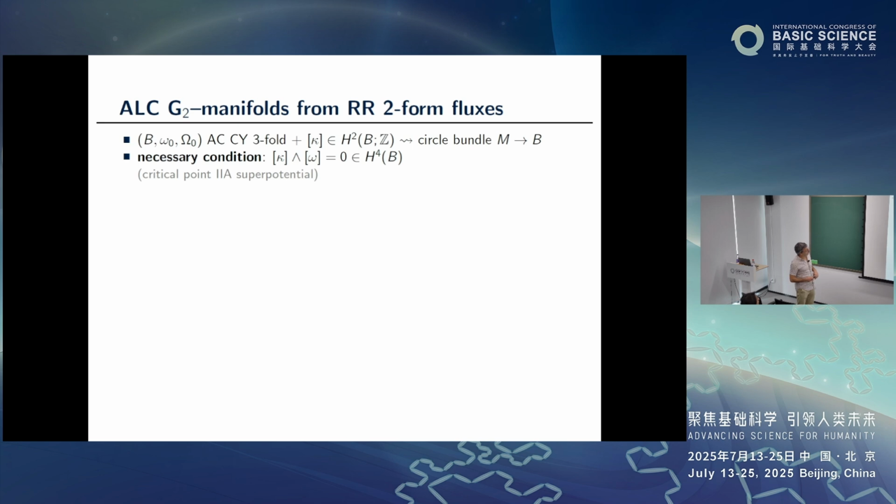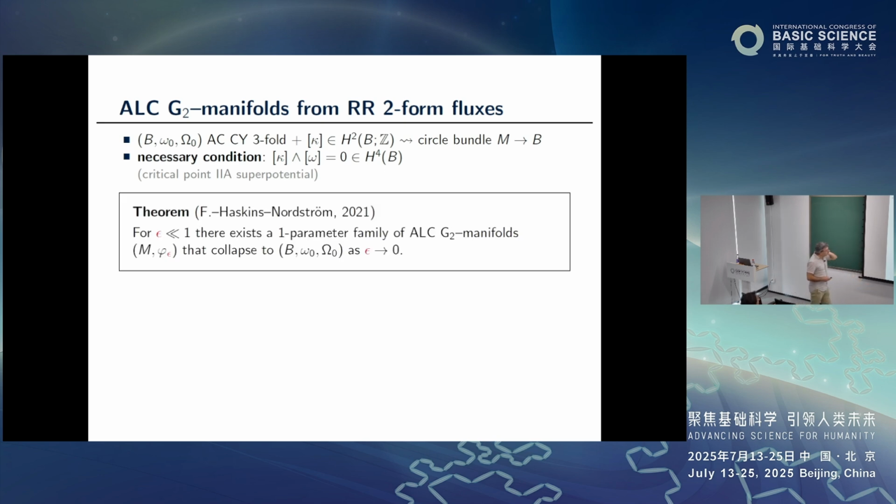There is a necessary condition for this: the first Chern class of the circle bundle wedges to 0 with the Kähler class of the Calabi-Yau, and that comes out naturally by solving the equation. I think it also has an interpretation in terms of the vanishing of the superpotential and its first derivative. Sorry, there's a typo here, this should be omega 0.